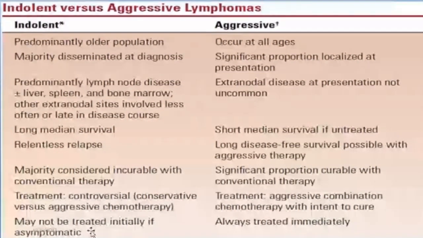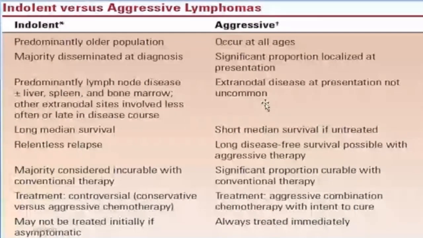في حين aggressive lymphoma اللي هي rapidly growing lymphoma with high mitosis, it can occur at all age groups. قبل شوية قلنا in children the lymphoma is more likely to be aggressive, high grade lymphoma. Significant proportion present localized disease. يعني من البداية أول ما يبين disease يعطيني symptoms إنه aggressive. Extranodal disease at the presentation is not uncommon. يعني it may be because it is widely disseminated disease. It can present also as extranodal disease.